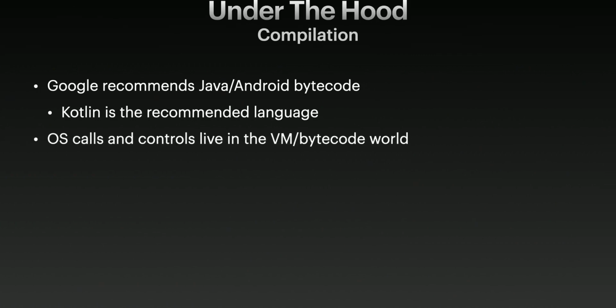And why does Google make this recommendation that most of your apps should be done with this bytecode instead of necessarily a particular CPU architecture? Well, there are a few reasons. Android is fairly unique in the sense that OS calls and OS controls live in this bytecode kind of virtual world. That is, when you use them from pre-built native code, it requires you to go across a thing called the JNI bridge.